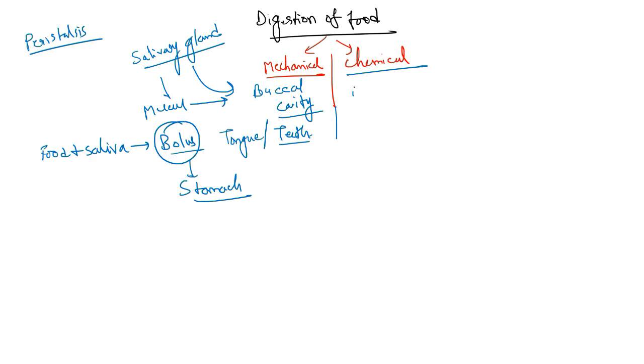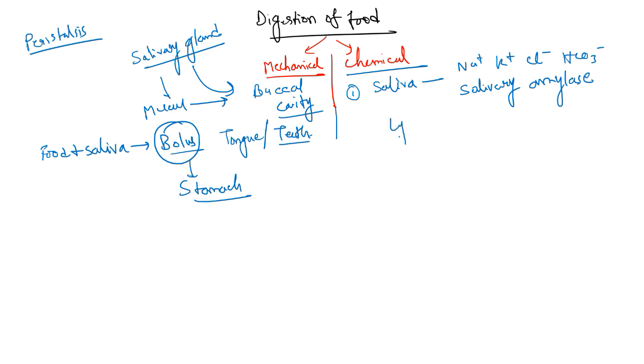Chemical digestion is also found in the mouth due to the release of salivary amylase, and saliva also contains many different ions: sodium, potassium, chloride, bicarbonate. So in the saliva we have these first chemical components: sodium, potassium, chloride, HCO3. We also have salivary amylase. Why do we call it salivary amylase? Because amylase is also secreted by the pancreas, known as pancreatic amylase. And saliva also has lysozyme.